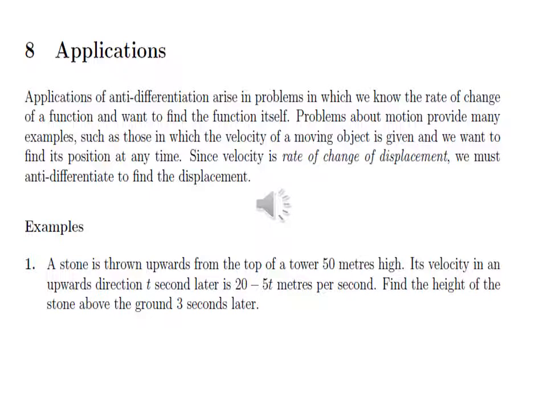Example: a stone is thrown upwards from the top of a tower 50 meters high. Its velocity in an upwards direction t seconds later is 20 minus 5t meters per second. Find the height of the stone above the ground 3 seconds later. This is a written and spoken example, not a direct application.